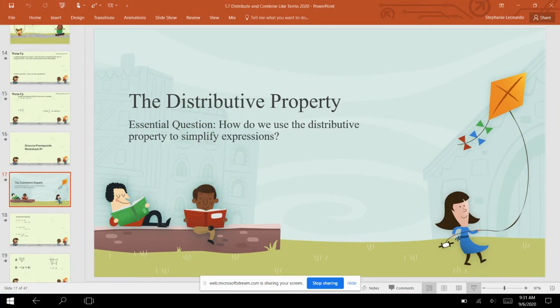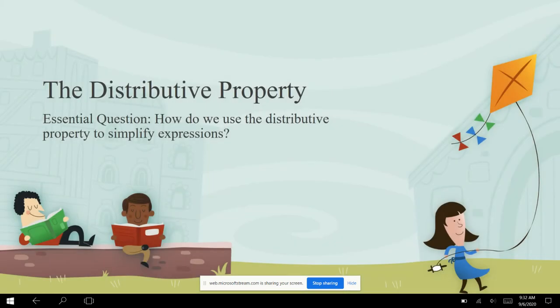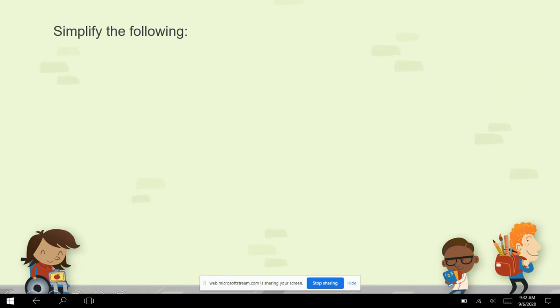Today we are going to talk about the distributive property and how we can apply it to expressions so that we can simplify them. So first let's look at some examples. Let's simplify the following.